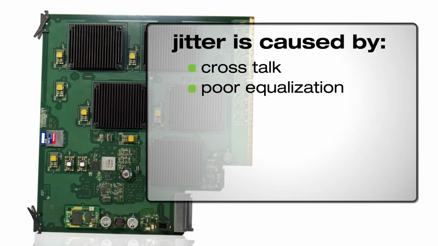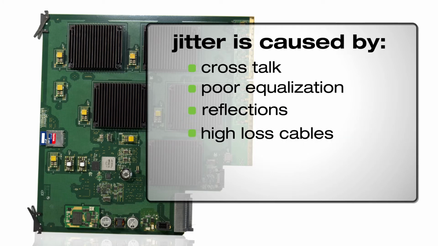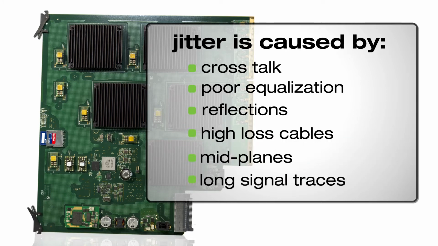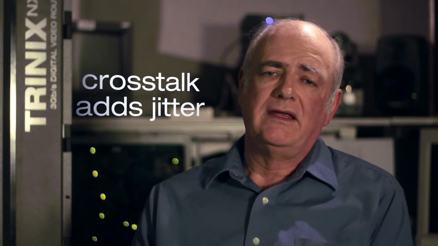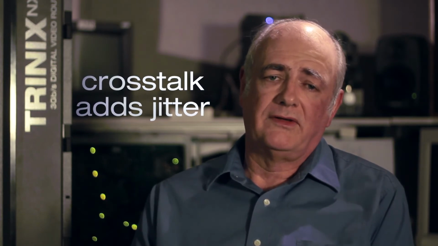Crosstalk, poor equalization, reflections caused by bad connectors or cable, extra long or high loss cables, and many other problems can all cause jitter. These are the analog problems of serial digital video transmission. In fact, almost anything you do wrong to a serial digital signal eventually turns into jitter. This is because the crosstalk into the weak signal is amplified in the process of equalizing the weak signal.